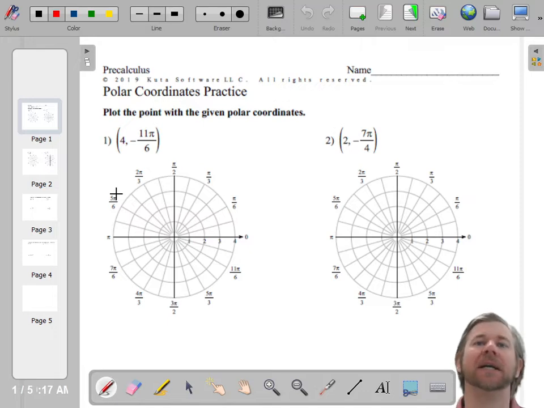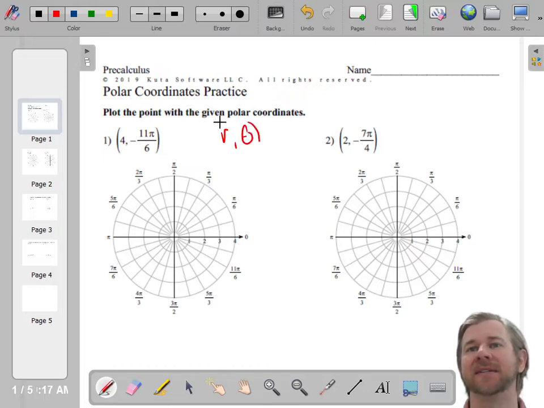We'll do some polar. First thing you've got to understand, when you're plotting polar points, you are given a radius and you are given an angle. It's not x, y, it's r, theta. So the r is telling you which ring we're on. You can see that these have numbers 1, 2, 3, 4. So 4 is saying we're on the fourth ring. We're on the outside ring there.